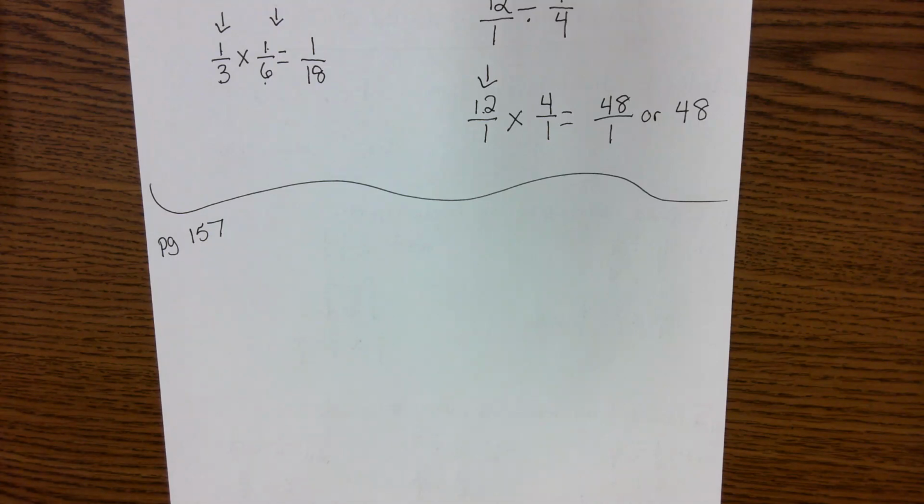Okay, 157, it says Sonia is making muffins. The recipe uses half a cup of flour and makes 12 muffins. How many cups of flour should Sonia use to make 6 muffins? So she's making what? She's making muffins.